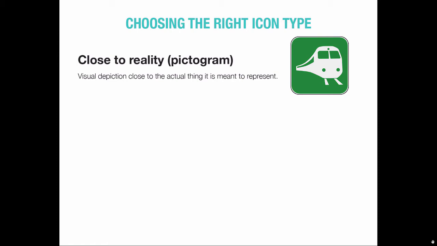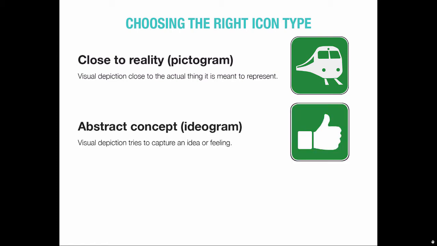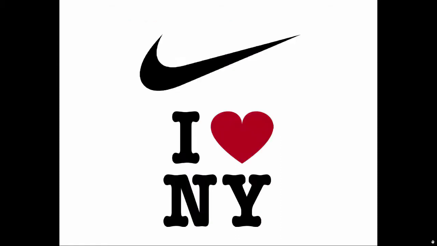If you're trying to represent an idea or feeling, you'll have to think about a representation that captures that abstract concept in the minds of people who see the icon. The thumbs up icon, for example, represents approval or a positive feeling about something. Many logos fall into this category. Think of the swoosh in the Nike logo or the heart in the I Love New York logo.